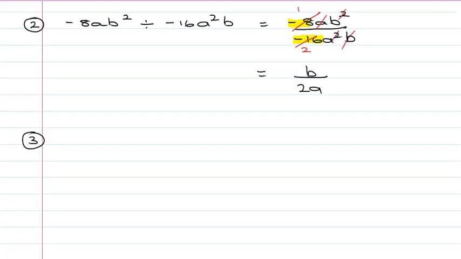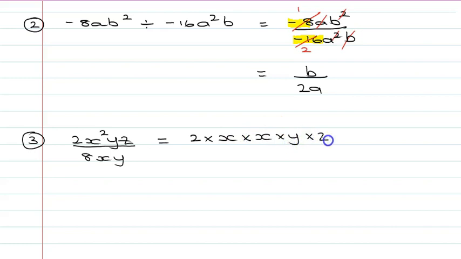Now sometimes if it does get a bit trickier and we've got something that we look at and think, oh, I need to just work out how many I've got on the top and how many I've got on the bottom. Does it go on the top? Does it go on the bottom? It's a good idea to write it out in expanded form. So I'm going to write the numerator out in expanded form. So I've got 2 times x. Remember x squared is x times x, multiplied by y, multiplied by z. And I'm going to divide all that by the denominator, which is 8 times x times y.